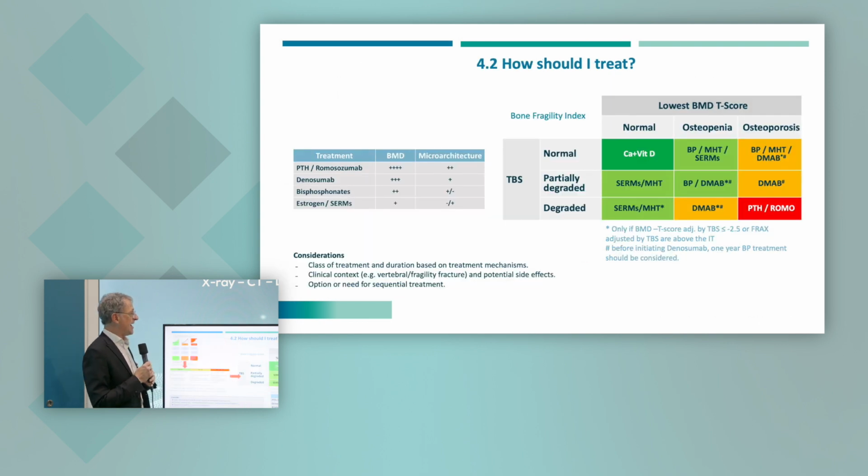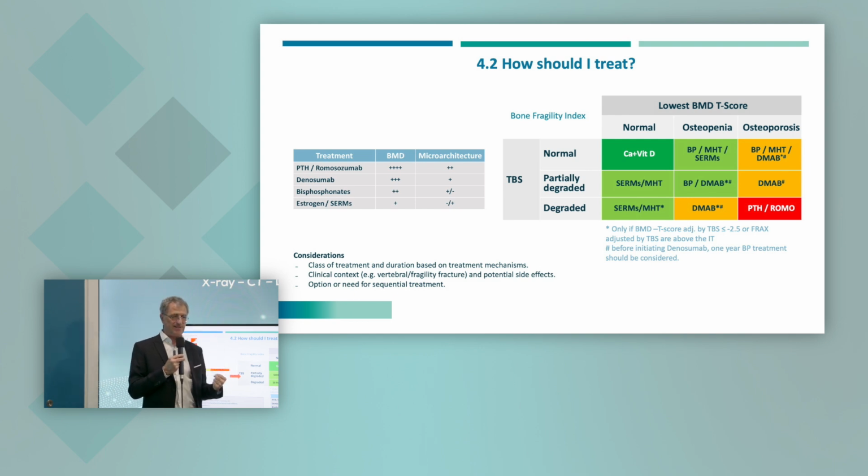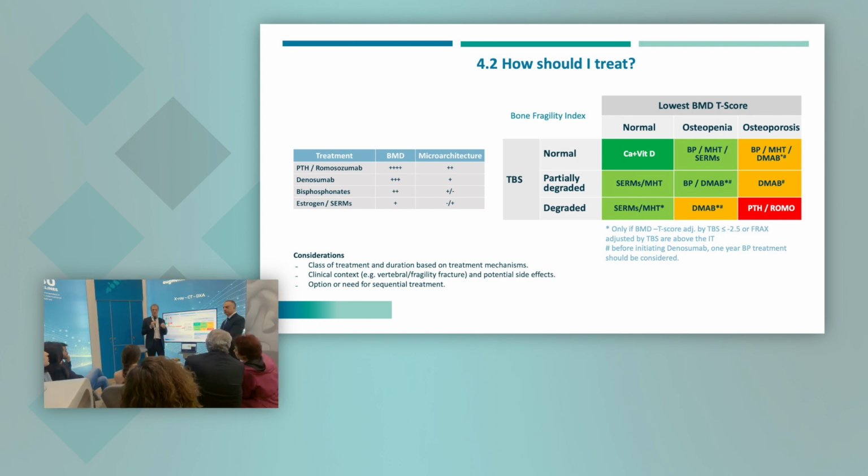Then the following question, how should I treat? You remember I showed you there is an algorithm based on FRAX from IOF, telling you that depending on the level of risk, you may want to go for more severe drugs or less severe drugs. Let's go one step further. I showed you the graph where some drugs increase the microstructure, some others not, some others maintain. So let's put here a map of treatment according to the risk profile of the patients. Obviously, if you have a low density and a low structure, you say, let's boost the structure and the density, so I will go for stronger drugs. Now, if you are here, osteopenic with a degraded structure, which of the drugs can impact both?